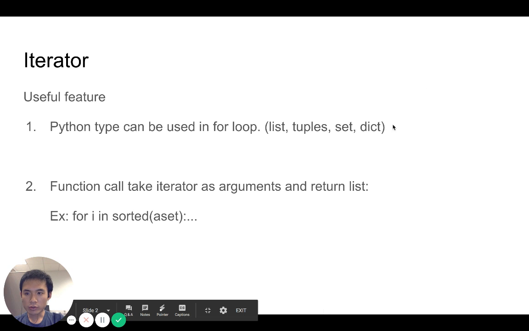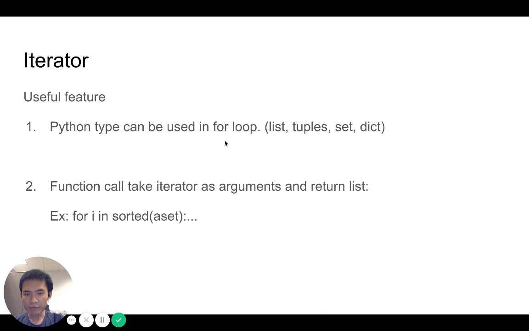In this video, we are going to talk about Iterator. Iterator is a very useful feature for Python. Iterator is a type that can be used in a for loop, like list, tuple, set, and dictionary. Another useful feature is that functions can take an iterator as an argument and return a list. For example, for i in sorted(iterator) returns a list which can be iterated.